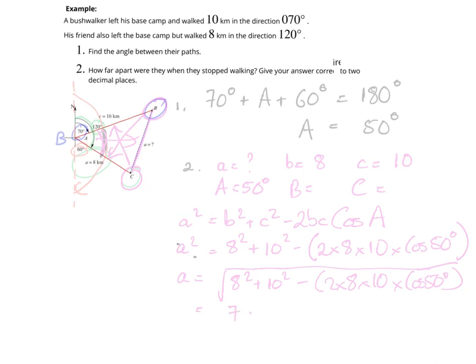And when you do that, you get 7.82 kilometres, because we want our answer correct to 2 decimal places. So 7.82 kilometres. Just make sure that your calculator is set in degrees. That could be one of the reasons that you're not getting the right answers there. So that is the cosine rule.